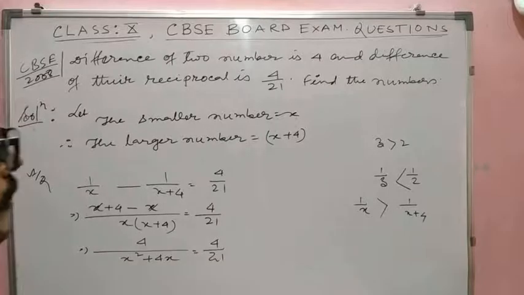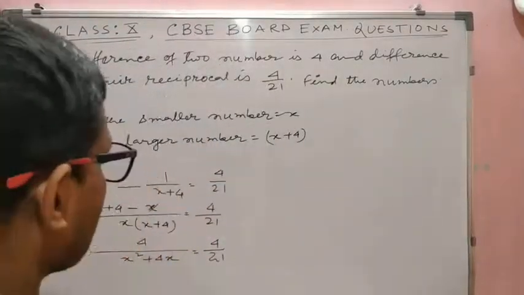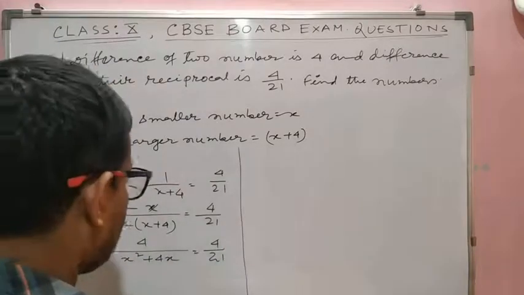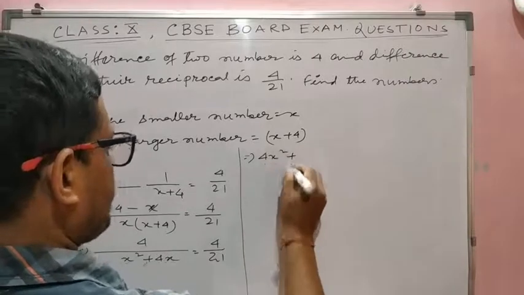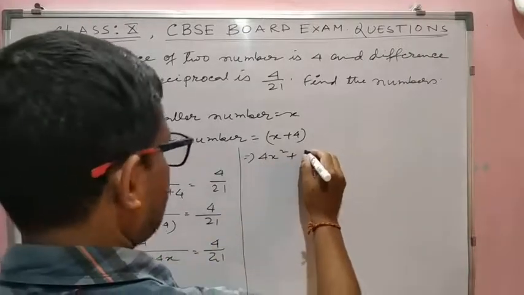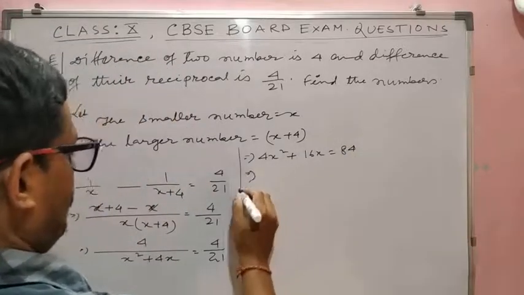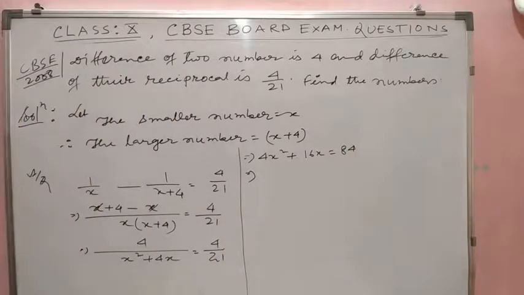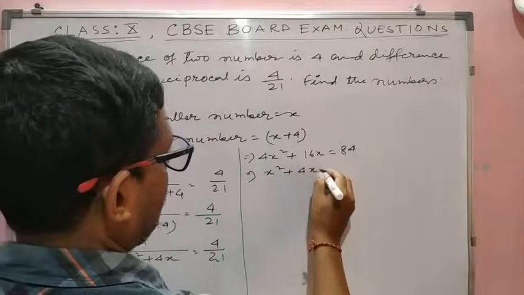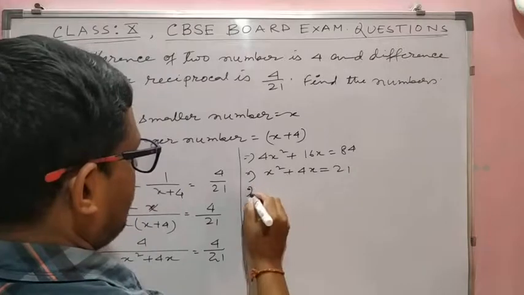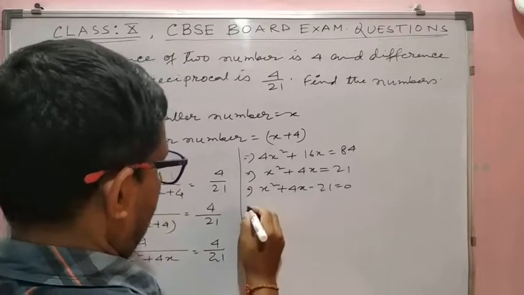Now do the cross multiplication. On cross multiplication we get 4x square plus 16x equal to 84. This implies that, dividing by 4, x square plus 4x equals 21. This implies that x square plus 4x minus 21 equals 0.